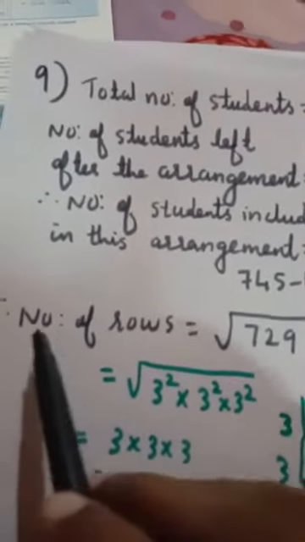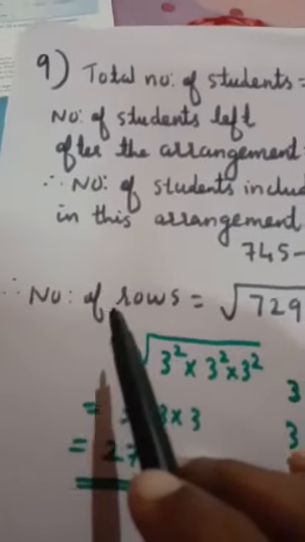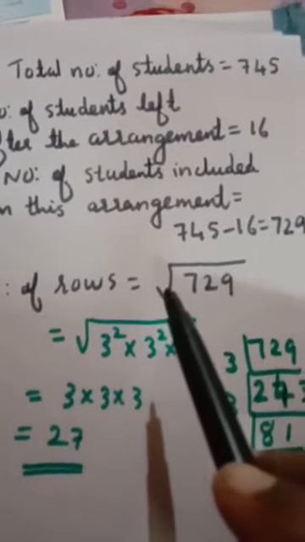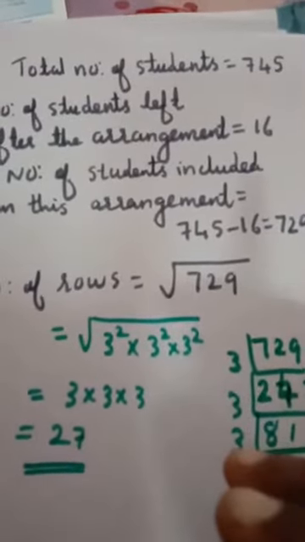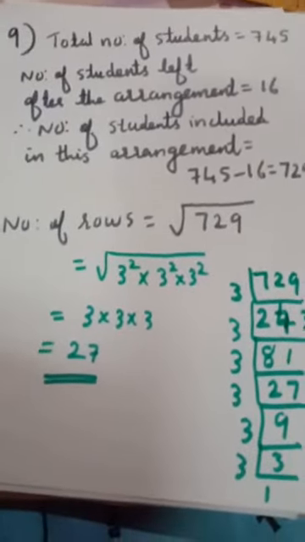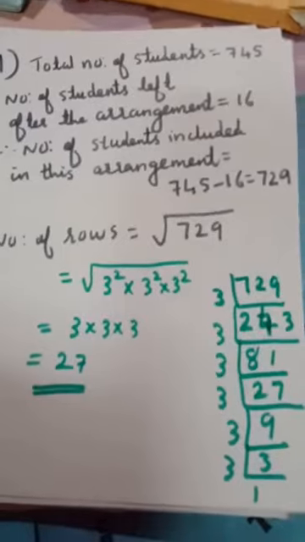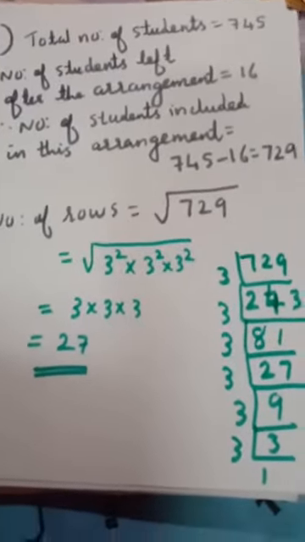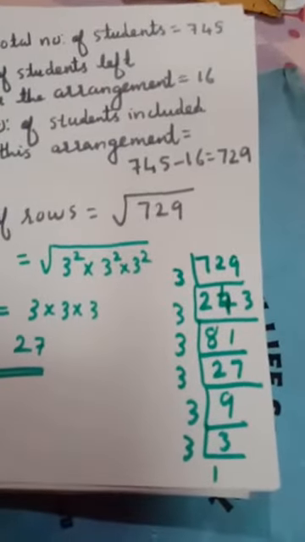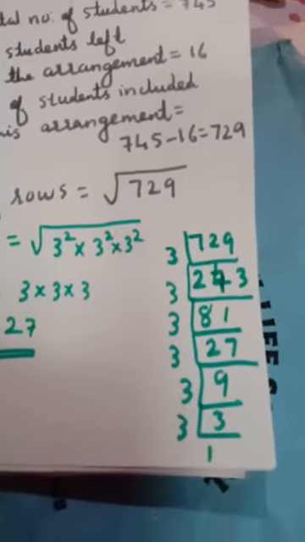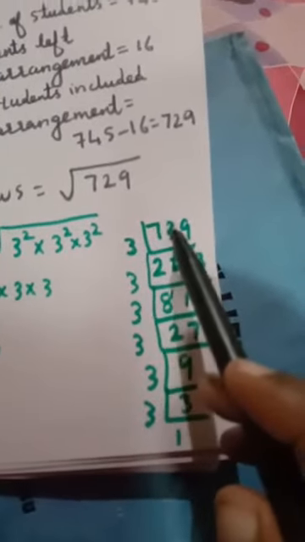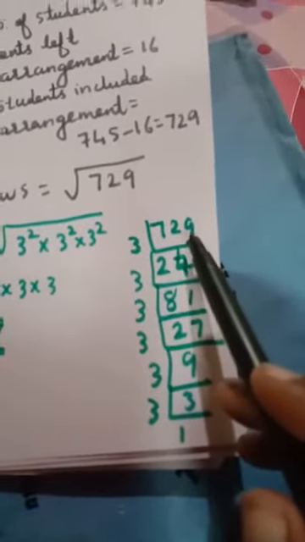Therefore, the number of rows, that is the question, is equal to root 729. We know that the number of rows and number of columns are equal. Therefore, number of rows is equal to columns, both equal to root of 729. Do the prime factorization of 729. In 729, 3 is a factor: 7 plus 2 plus 9, 18.